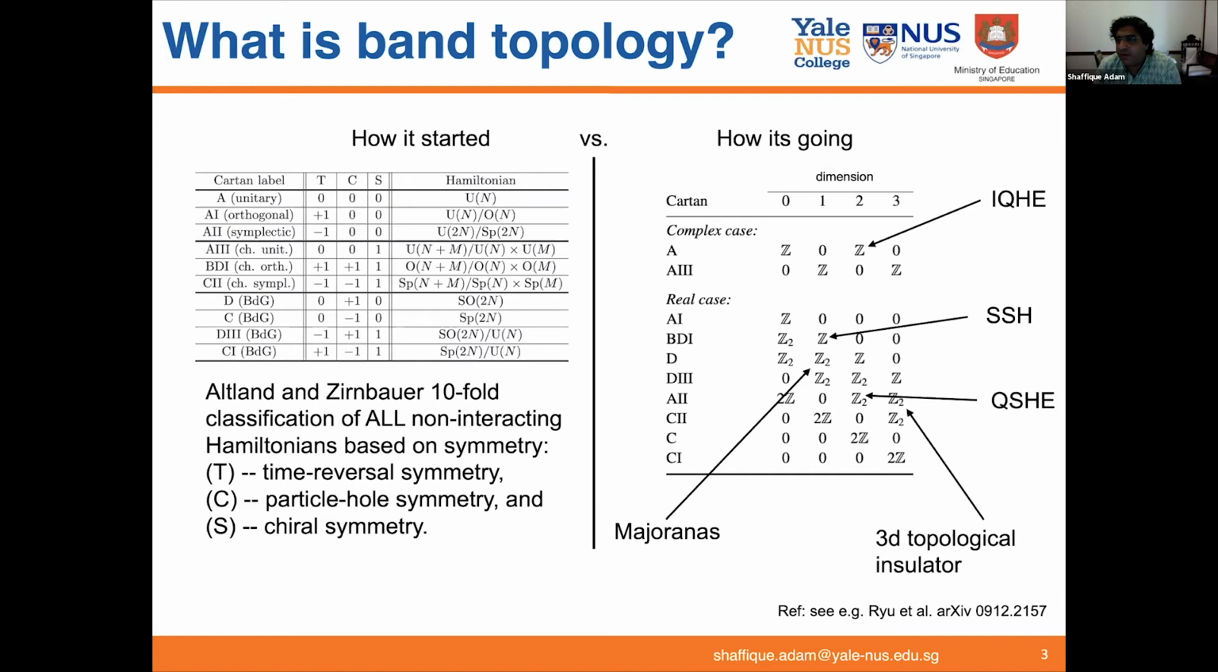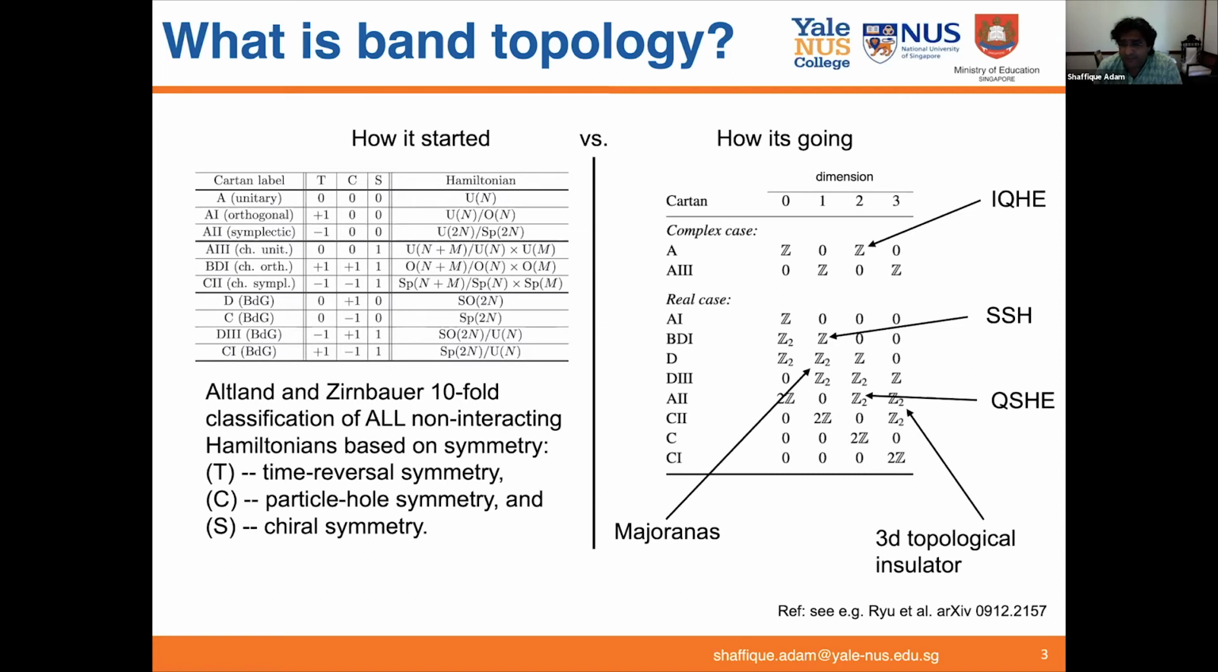So the integer quantum Hall effect, where you have a Z topological index characterizing the edge modes of the quantum Hall effect, or the Su-Schrieffer-Heeger model for polyacetylene, where you again have a Z index, or the quantum spin Hall effect, Majorana fermions, 3D topological insulators. All these new topological modes found their way into this classification of systems.